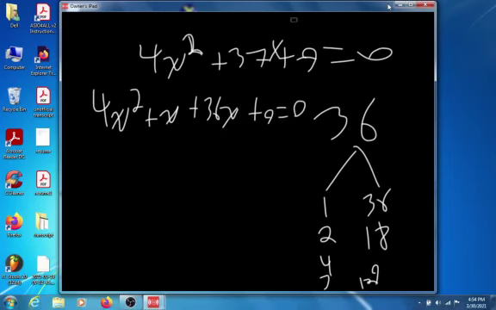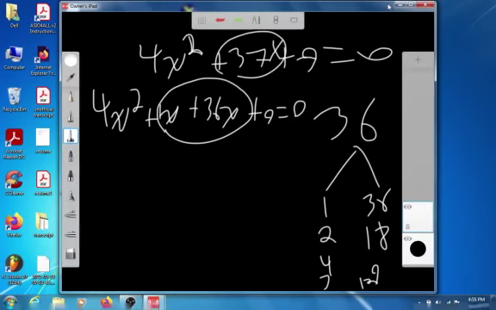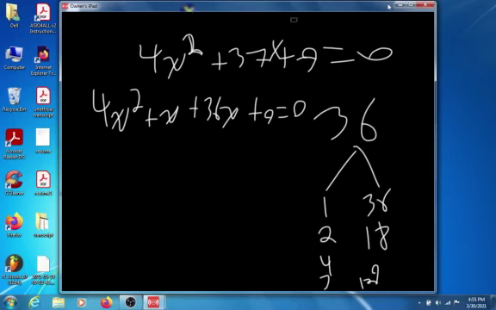So notice that x plus 36x is equal to 37x. There's really a 1 written before this x. So if you combine the like terms, you get 36x plus x is equal to 37x. I'm just rewriting this like this.